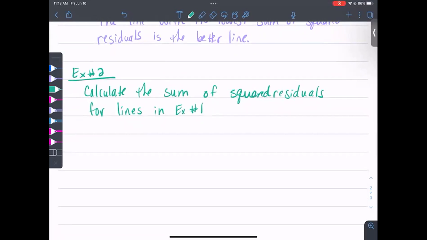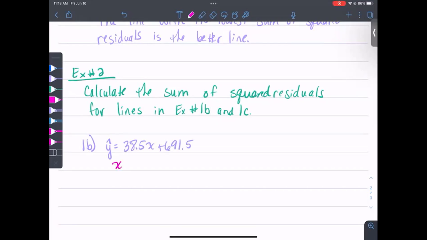I guess it's actually B and C. Okay, so from 1B, our y hat, the equation we came up with was 38.5x plus 691.5. So this is the process we'll follow to come up with our sum of squared residuals.